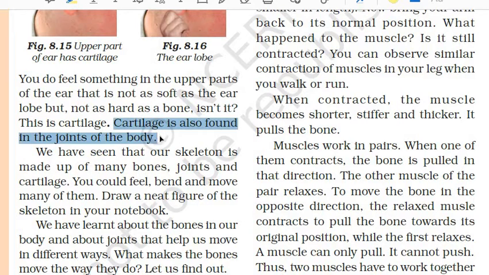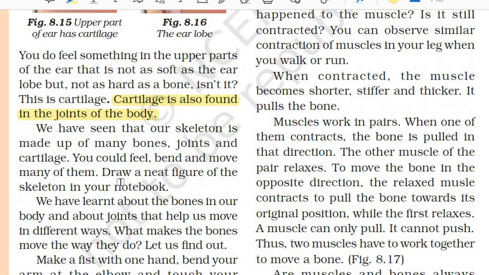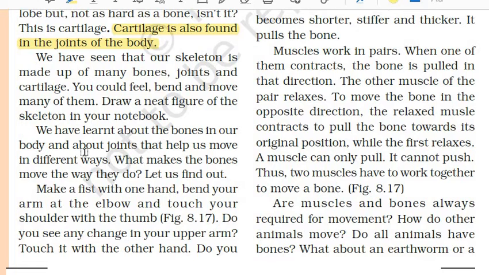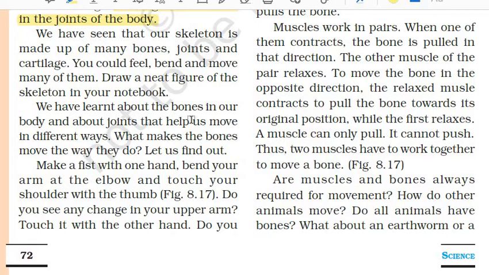Cartilage is also found in the joints of the body. We have seen that our skeleton is made up of many bones, joints, and cartilage. You could feel, bend, and move many of them. You can draw neat figures of the skeleton in your notebook. We have learned about the bones in our body and about joints that help us to move in different ways. What makes the bones move the way they do?